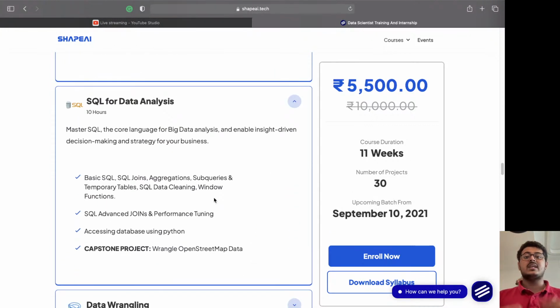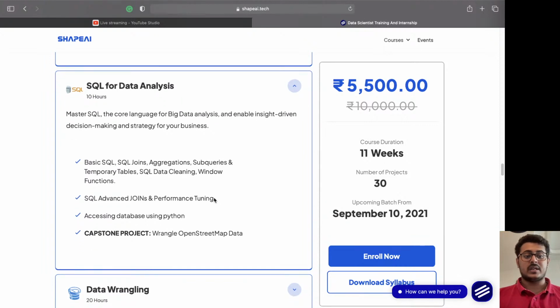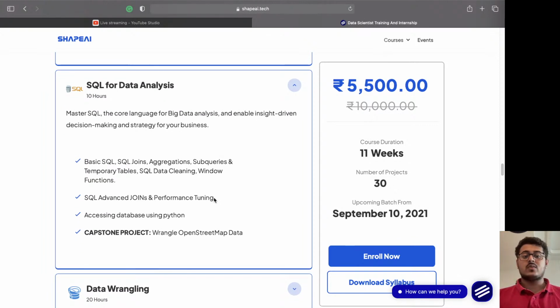SQL is very important because you will be querying various different data sets at any point of time. So querying SQL is extremely important. Basic SQL, SQL joins, aggregations, subqueries, temporary tables, SQL cleaning, window functions, all these different things will be asked to you in the format of DBMS in interviews, database management system, relational database management system. RDBMS questions will be asked to you in your interviews. You will be given a data set, and you will be asked to write SQL queries for the same.